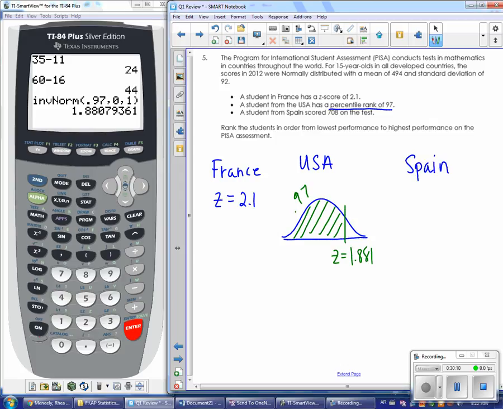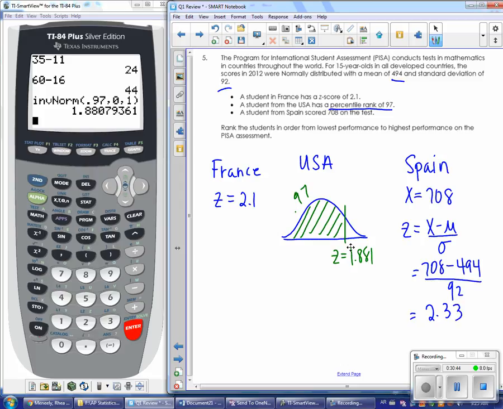We can see that the student in Spain earned a score of 708. That would be like an X value. So we know that the student in Spain earned a 708. What I want to do is convert that to a z-score. And so again, I'm going to use my formula, x minus the mean over the standard deviation. So 708 minus the mean, which we know is 494, and I'm going to divide that by the standard deviation, which is 92. And I will get 2.33. So now I've got z-scores for each student, and I can rank them.